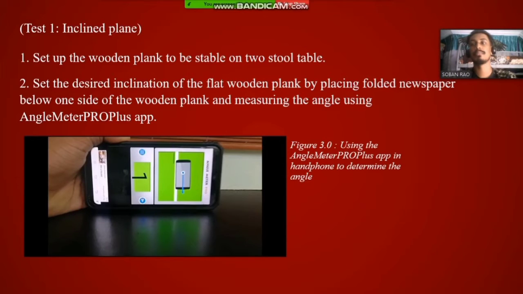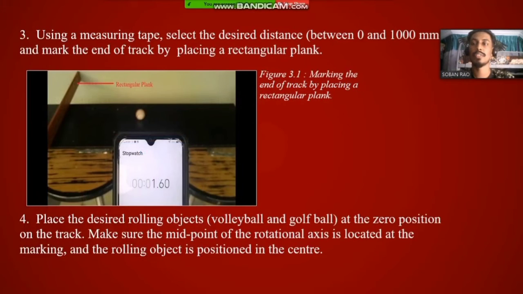First, set up the wooden plank to be stable on 2 stool tables. Second, set the desired inclination of the flat wooden plank by placing folded newspaper below one side of the wooden plank and measuring the angle using Angle Meter Pro Plus. This app you can download in the Play Store or Apple Store. Figure 3.0 shows how to use the Angle Meter Pro Plus app on a handphone to determine the angle.